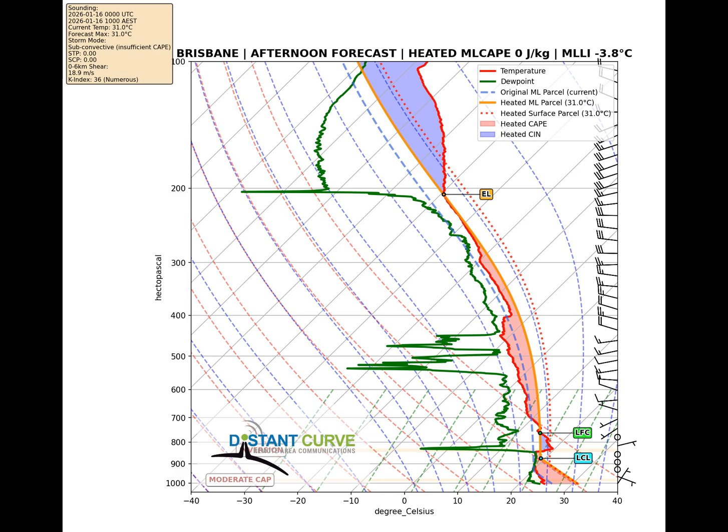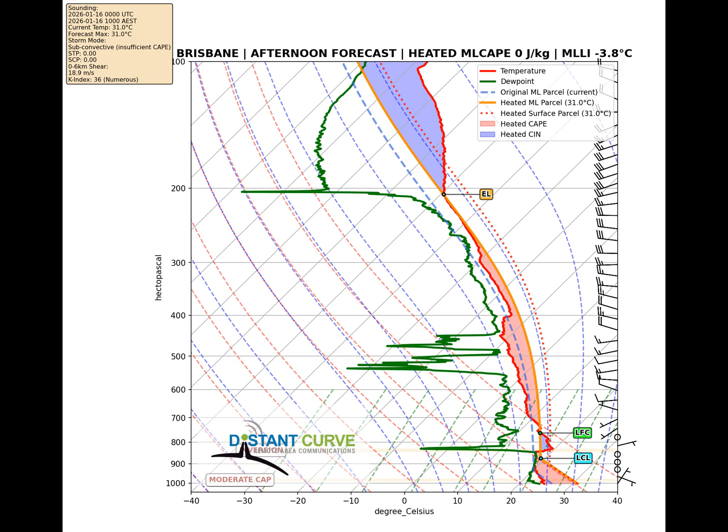Now let's look at what happens when the sun starts working on this environment this afternoon. The enhanced Skew-T diagram shows three different parcel paths: surface-based, mixed layer, and most unstable, so we can see the full picture of how instability changes. Notice the most unstable parcel, shown in pink, reveals the hidden fuel in this sounding. When we remove the cap by forecasting a maximum temperature of 31 degrees Celsius this afternoon, the transformation is dramatic.